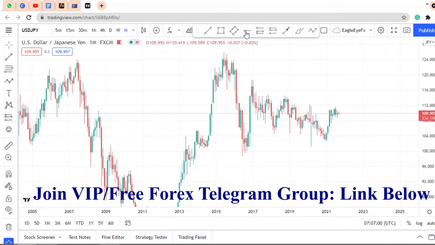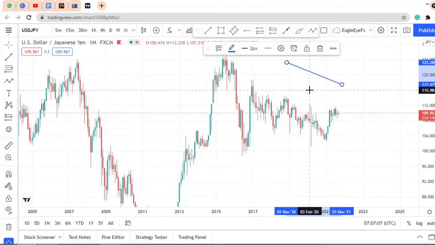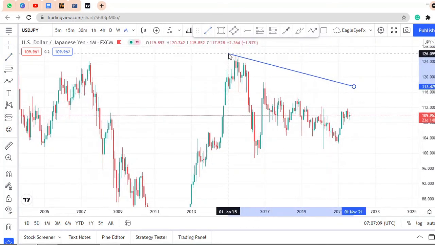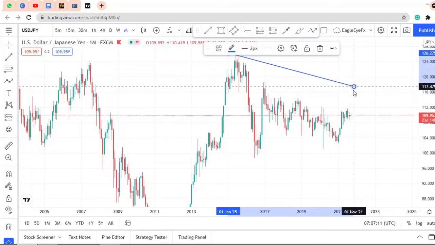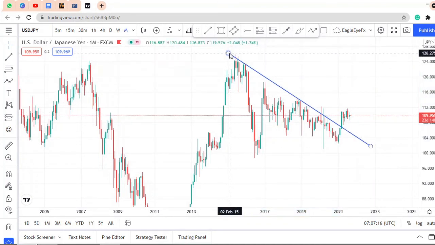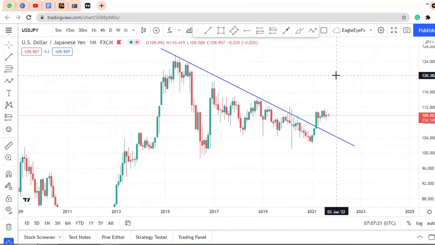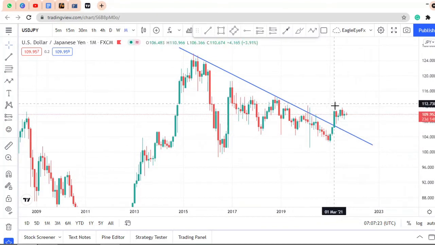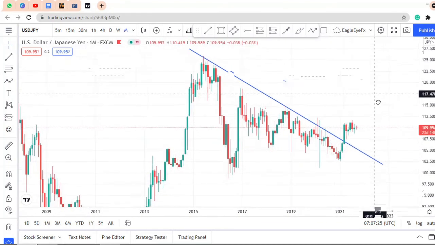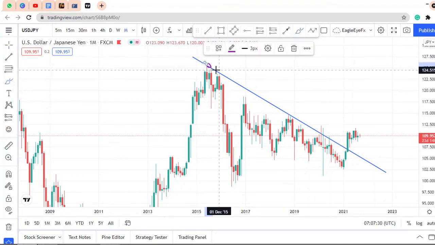So I'm on USDJPY, and already on USDJPY, I can see something here. All right, if I draw USDJPY like this, already I can see from the monthly time frame, I already see a breakout. Okay, so that's the first thing, because you see rejection here, you see a lot of rejection here.